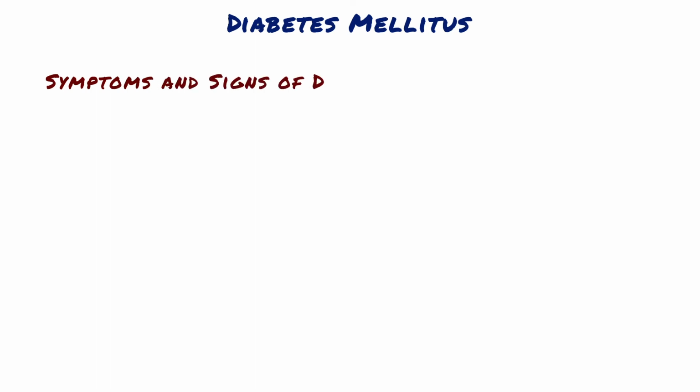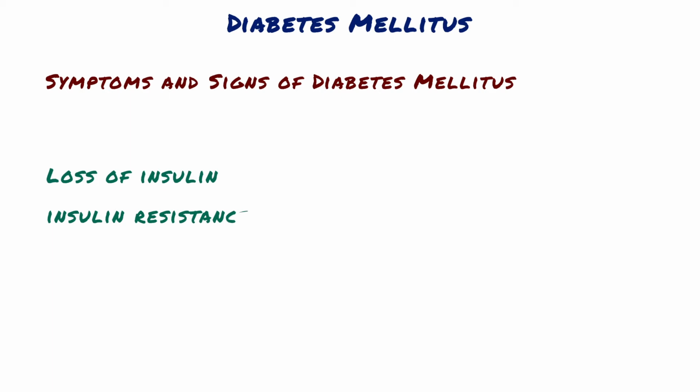Symptoms and signs of diabetes mellitus. Loss of insulin or insulin resistance both result in hyperglycemia. Hyperglycemia has both short-term and long-term complications. Diabetes is referred to as starvation in the midst of plenty, since despite plenty of glucose, this glucose cannot be moved into cells and utilized. Instead, this glucose stays in the blood and gets excreted by the kidneys.